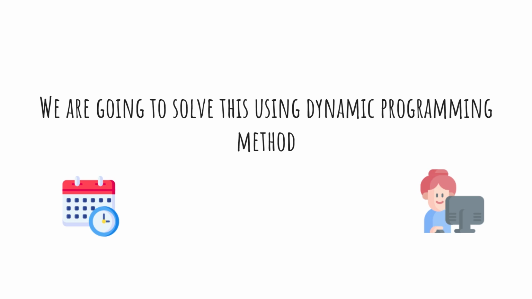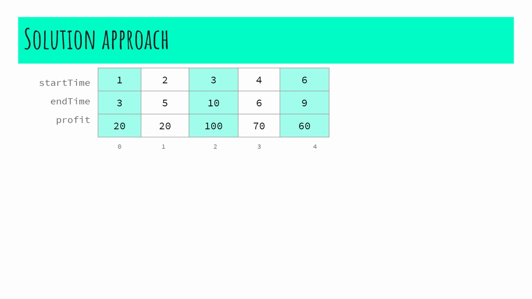We are going to solve this using the dynamic programming method. Let's first look at the solution approach. Let's assume this is our input given. The first row represents the array of start time, the second represents the array of end time, and the last array of profit.